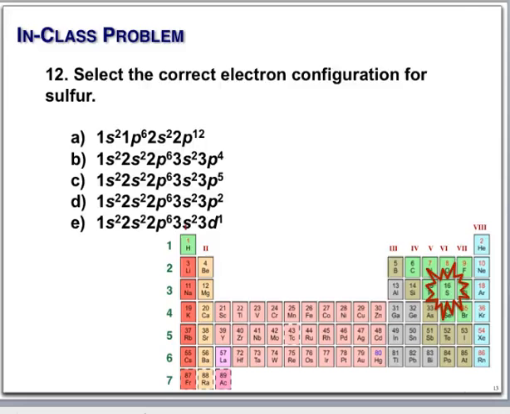Right away, we can get rid of our D. Our 2b12, we can get rid of that one. We're looking for something with all these guys full. We need a 2s2, and we said 4 electrons in there. That's the one that works.